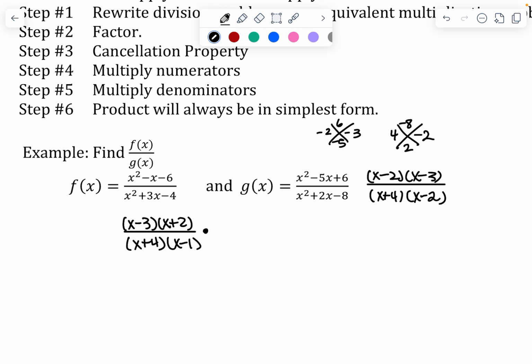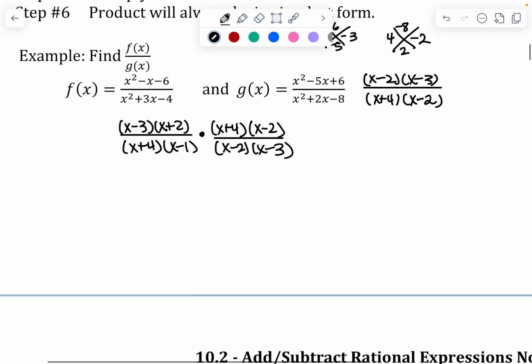Okay, and so now we have to flip that. The x plus 4, x minus 2 would be on top. And you could cancel right there, but I always wait till the end. And then x minus 2, x minus 3 would be on bottom. Okay, so now it's the cancellation game. Just cancel anything on top with anything on bottom. X minus 3, x minus 3. We have this x minus 2, x minus 2. We have an x plus 4 and an x plus 4. And so all we're left with is x plus 2, x minus 1. And so x plus 2 is on top, x minus 1 is on bottom, and that would be your final answer. Don't cancel the x's.